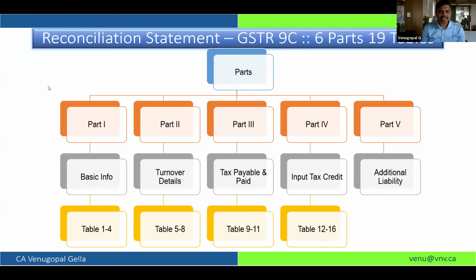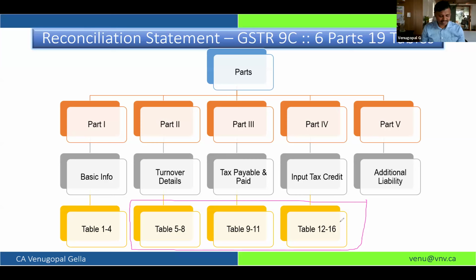Let's look at it closely again. For the first time, it may appear to be difficult. Look at how you have the 6 parts. The main important ones were parts 2, 3, 4. Part 2 in R9 was outward, part 3 is ITC, part 4 was tax payable and paid, right? That is in GSTR 9, from table 5 up until table 9. Now the adjustments also, correct?